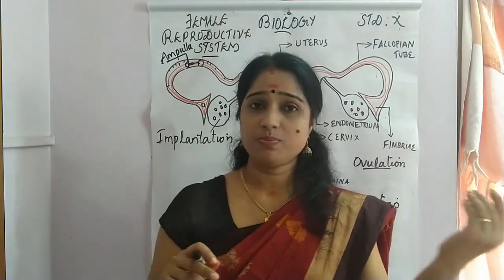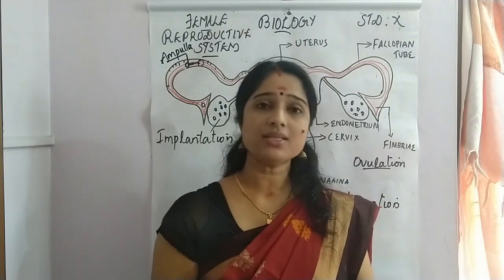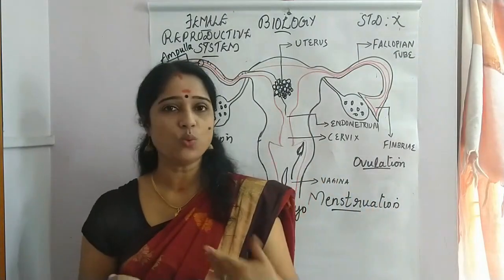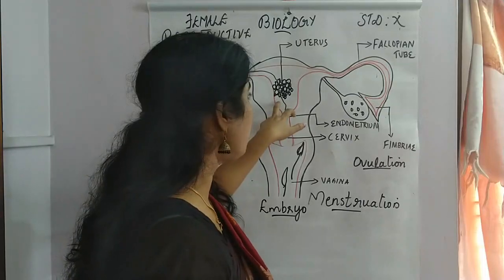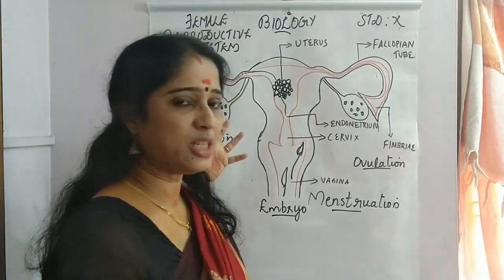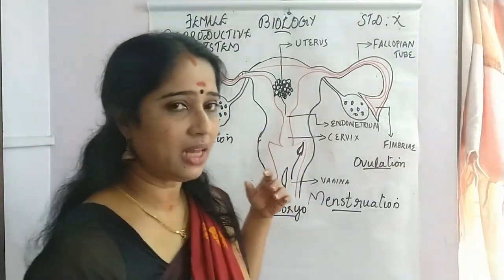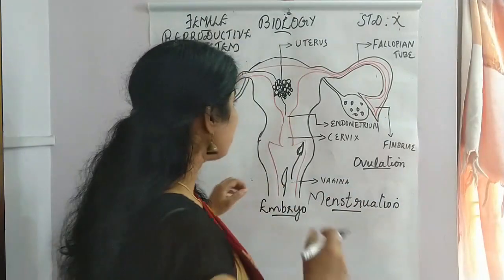This zygote, as it reaches the uterus, divides so many times, and what is formed? Embryo is formed. And this embryo sticks to the wall of the uterus. As you all know, the uterus prepares itself to receive the developing embryo, so it is full of blood vessels, and all.